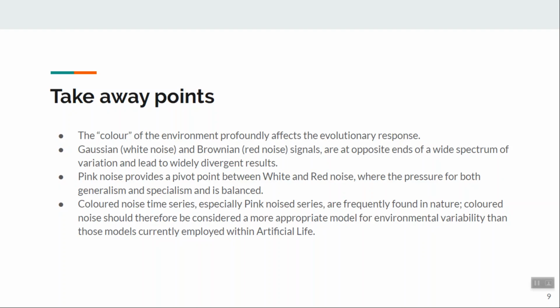So there are a number of takeaway points really from this work, but the major ones really are that the colour of the environment does profoundly affect the evolutionary response. Evolution is heavily tied to the environments we use, therefore we should think heavily and carefully about the environments that we are using in our models. And coloured noise time series, especially pink noise time series, are frequently found in nature. Therefore, coloured noise does act as a good candidate for a null model of noise that maybe we should be applying in artificial life. It's environmentally justifiable.